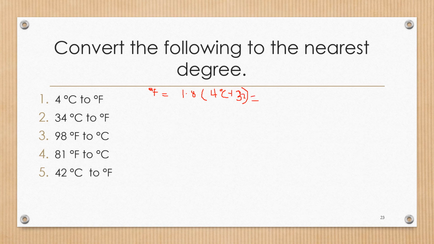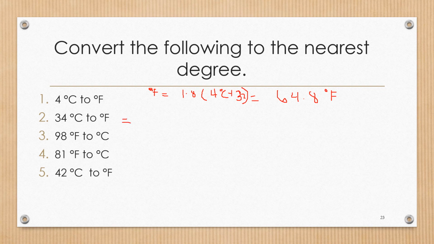So we have 32 plus 4, 36 times 1.8. I'm using also a calculator to make it easy. The answer is 64.8 degrees Fahrenheit. Okay, next.